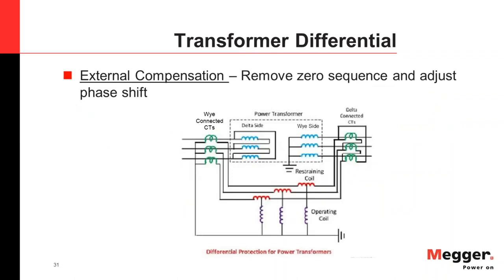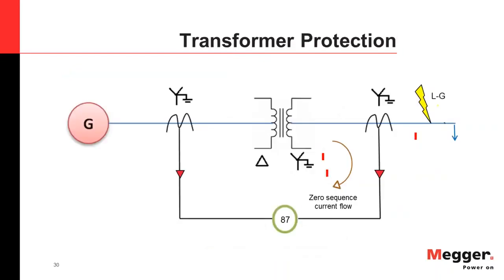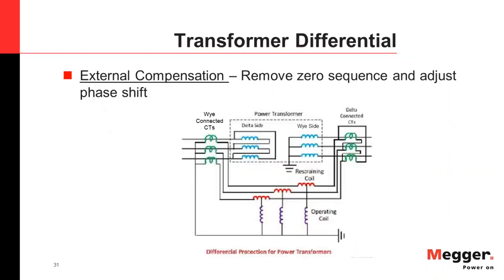So now you know the idea of symmetrical components, and now you know that I have my zero sequence current flowing. Now you would think: is there a way that I can eliminate that zero sequence current flow to not trip my transformer for external faults? Yes, there is a way. There are two ways. One was the traditional way, which was employed in a lot of electromechanical relays before microprocessor relays came into existence. The first one is called external compensation.